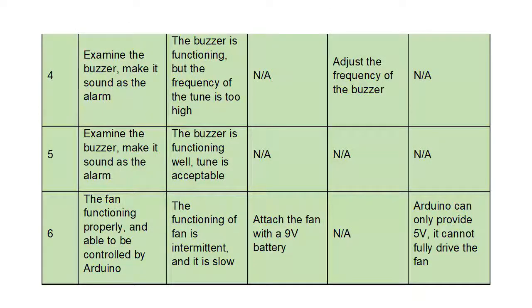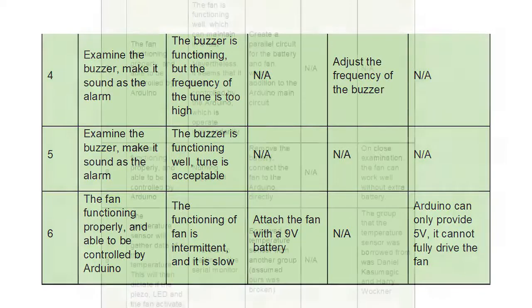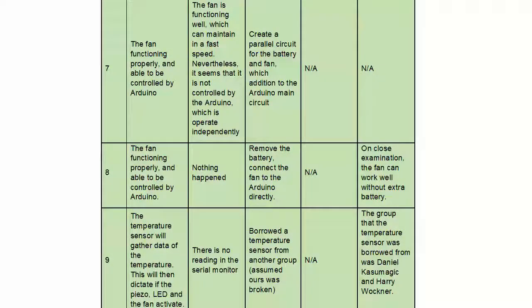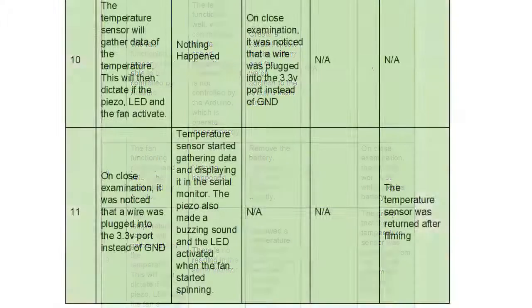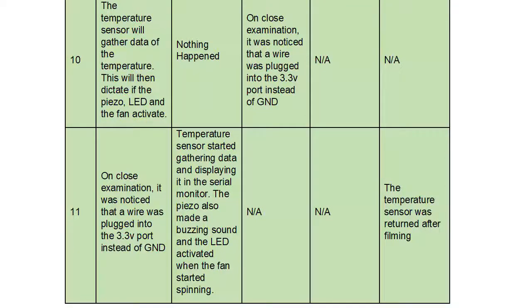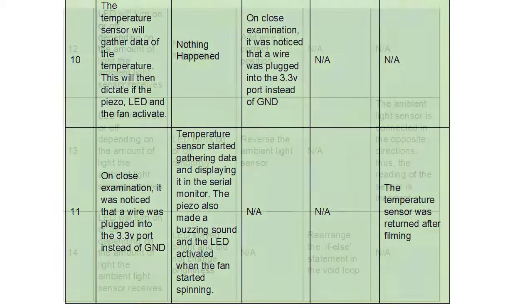The test below is for the temperature control system. The refinement for the buzzer is to adjust its frequency. The test found out that the Arduino does not need a 9V battery to make the fan operate. Thus, the final solution is to remove the battery and make this system more concise.